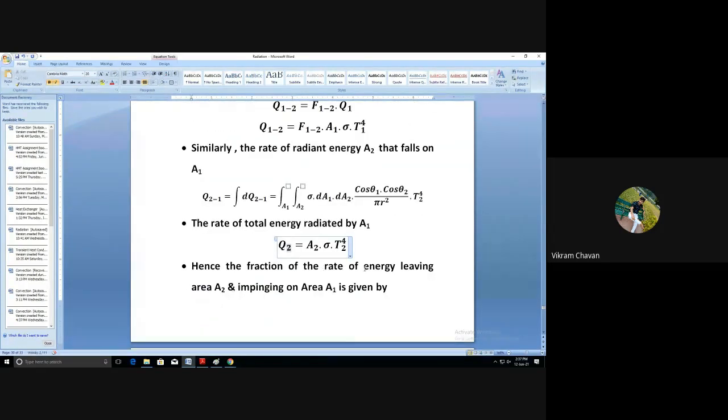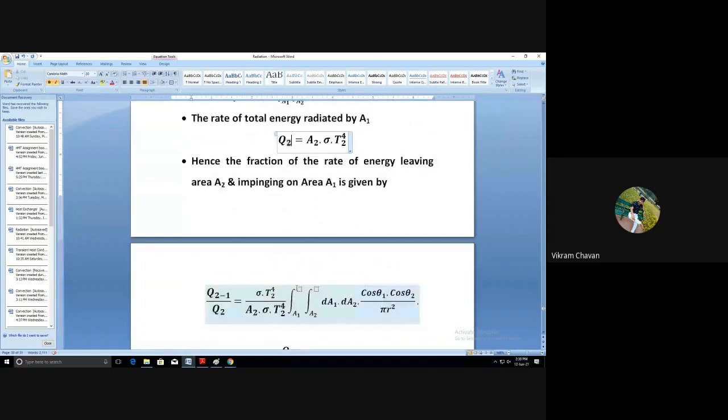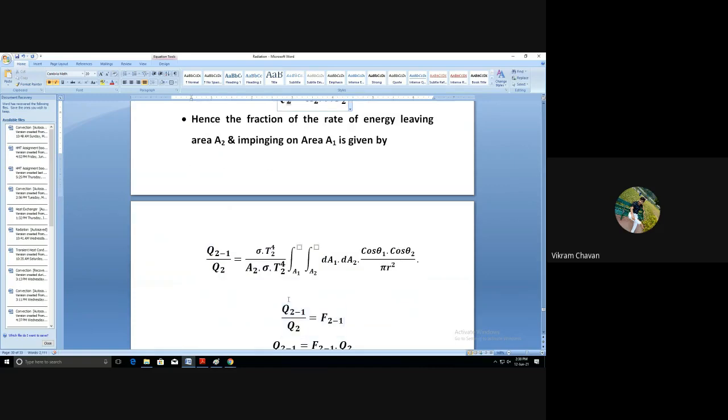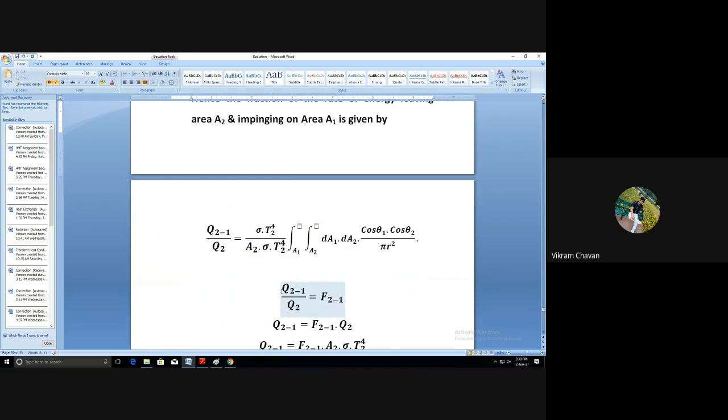Okay, so hence the fraction of the rate of energy leaving area A2 and impinging on area 1 is given as q2 to 1 divided by q2 is equal to sigma multiplied by t2 raised to 4 whole divided by a2 multiplied by sigma multiplied by t2 raised to 4, and integration over the surface a1 and integration over the surface a2 of the value dA1 multiplied by dA2 multiplied by cos theta 1 multiplied by cos theta 2 divided by pi r square, and so we can say that q2 to 1 divided by q2 is nothing but f2 to 1, which is nothing but the shape factor from the surface 2 to 1.